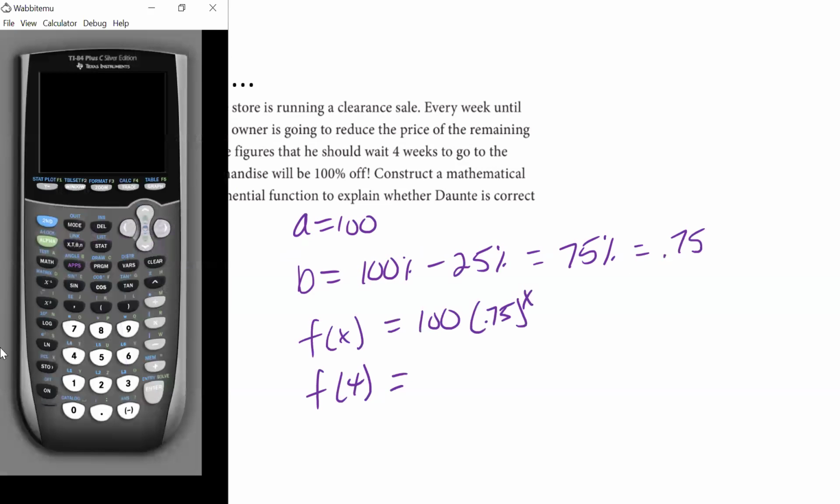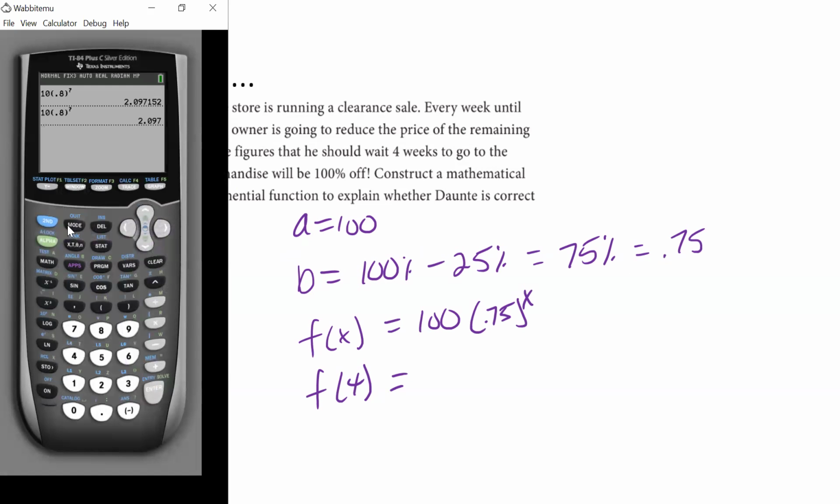This time I'm going to model it in the table because I want us to see how long it's actually going to take Dante to get stuff free. So we have 100 times 0.75 to the x, right? So I'm going to look at the table. At week 4, Dante is still paying roughly 32%. Sorry, homeboy. So week 4, he's paying 32%.